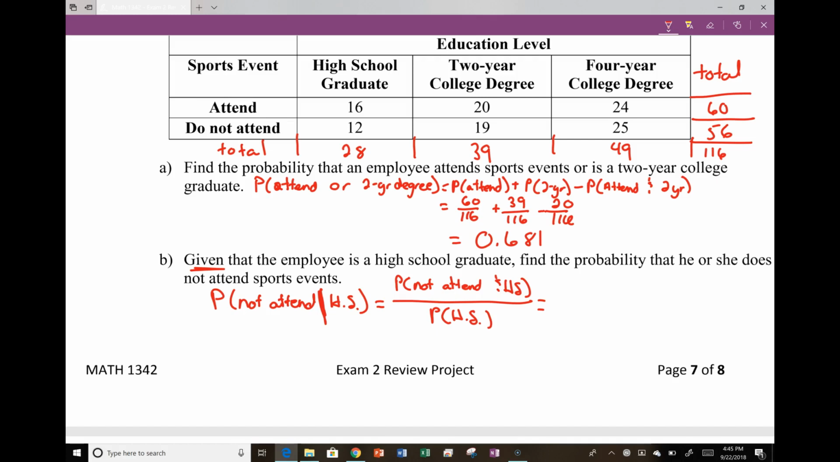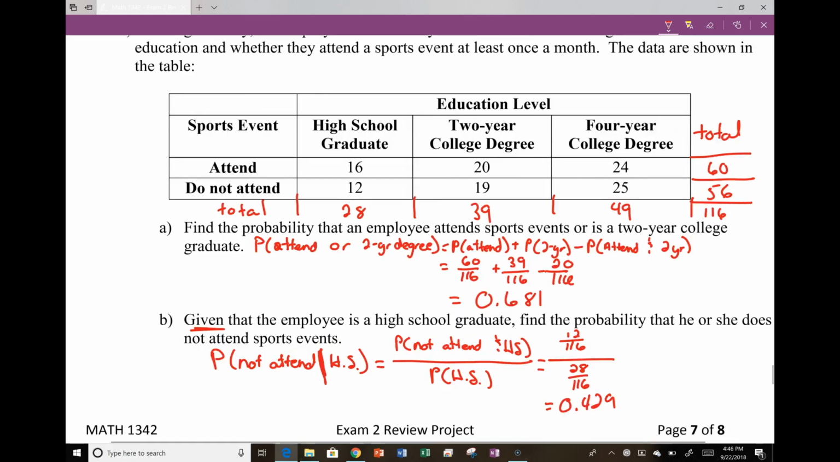So the probability that they are a high school graduate and do not attend will be 12 out of 116. The probability that they're a high school graduate will be 28 out of 116. Do the division, and we should get 0.429. So the probability that the employee does not attend sports events, given that the employee is a high school graduate, is 0.429.